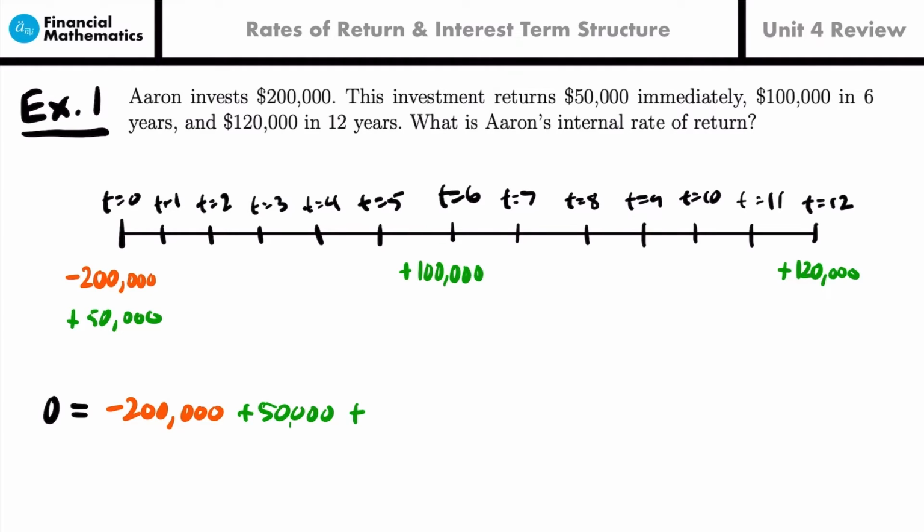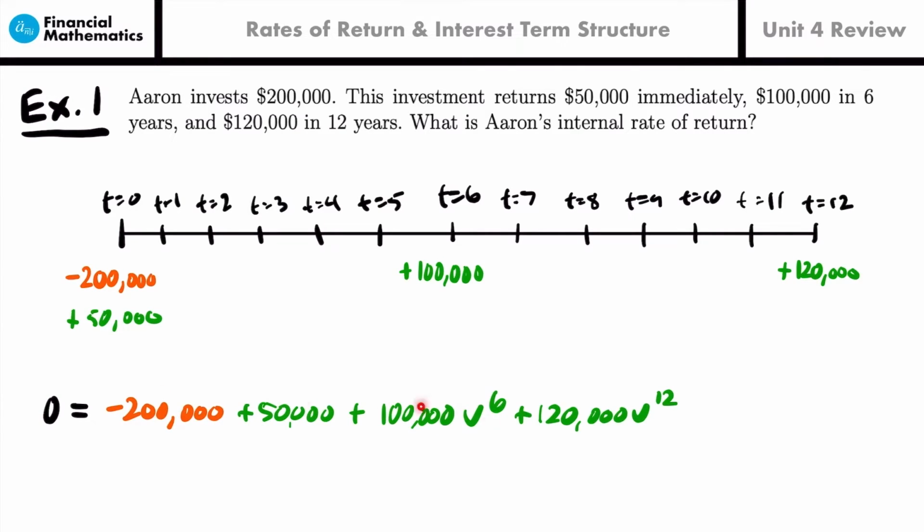And then we want to add that to these two cash flows valued at time 0. So we're going to have $100,000 that needs to be brought back 1, 2, 3, 4, 5, 6 years. So we have 100,000 times a present value factor to the power of 6. And then for the $120,000, that needs to be brought back 12 years, right? It's currently valued at time 12, but it needs to be valued at time 0, so we need to bring it back 12 years, and we do that by multiplying by a present value factor to the power of 12. So we'll have plus 120,000 times v to the power of 12.